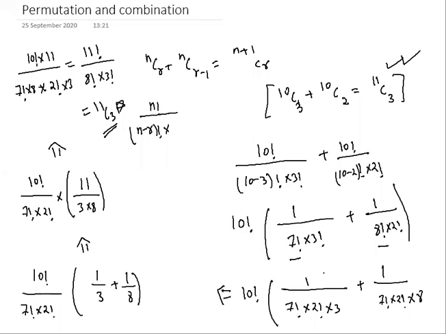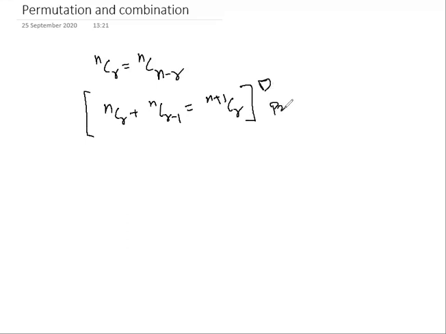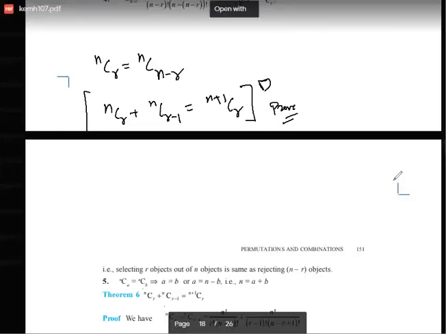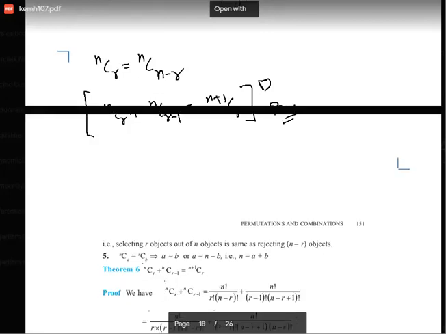Okay, so we had two properties, right? Try to prove the general property. First property, nCr is equal to nC(n minus r). Second property, nCr plus nC(r minus 1) is equal to (n plus 1)Cr, right? Try to prove this in a general way. So these are the two properties that we have studied. Okay, so we will have one more class.